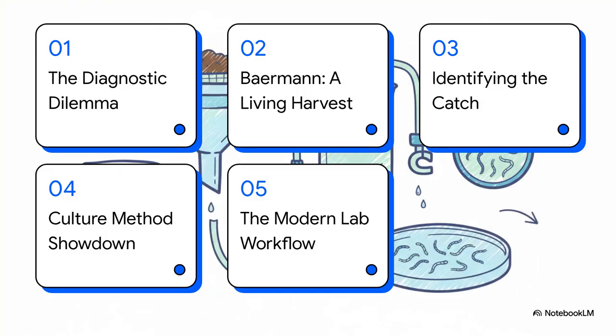So here's how we're going to break it down. We'll start with why we even need a technique like this, the diagnostic dilemma. Then we'll get into the nitty-gritty of how the Baermann apparatus works, its magic. After that, we'll cover how to identify what you've actually caught, pit it against some other culture methods, and finally, figure out where it fits into a modern lab's workflow. All right, let's jump in.